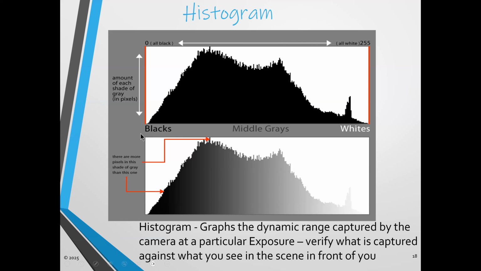So when we're reading a histogram, the x-axis takes us from the pure black to the pure white. That's the histogram of our image. It may not be the histogram of our scene, but it's a histogram of our image. And so the y-axis tells us how many pixels in that photograph actually have that characteristic.